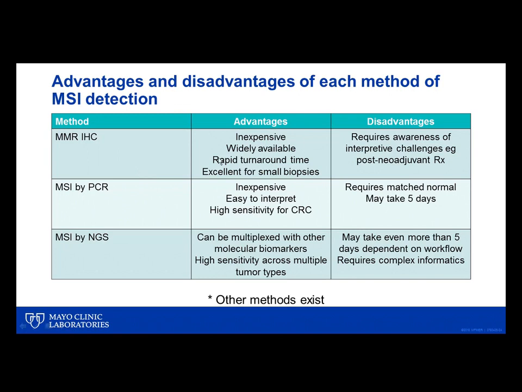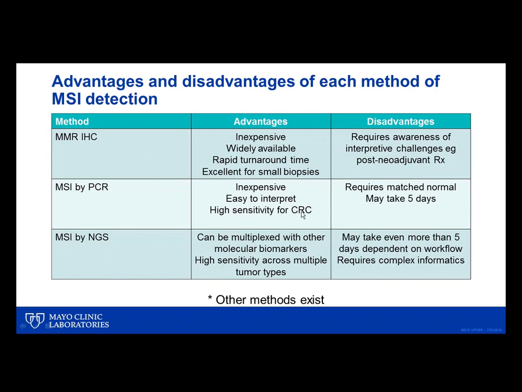As I mentioned, the advantage of immunohistochemistry is that it is inexpensive, widely available, and has a rapid turnaround time. It's excellent for very small samples. Of course, PCR and NGS can work well for small samples as well. One of the benefits of MSI by PCR is that it's very easy to interpret, as I showed you previously, and it really is well optimized for colorectal cancer.